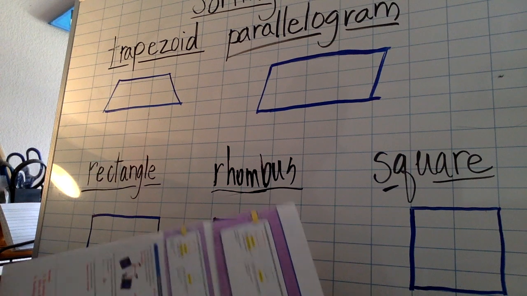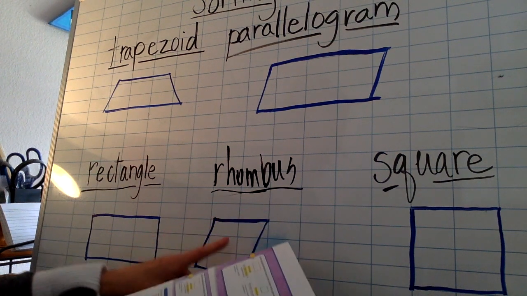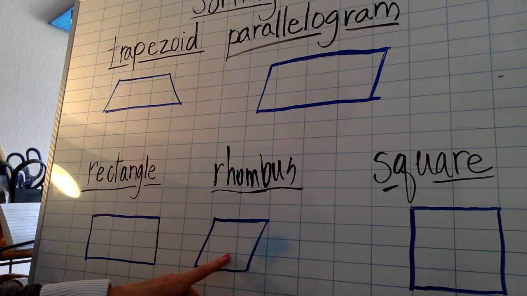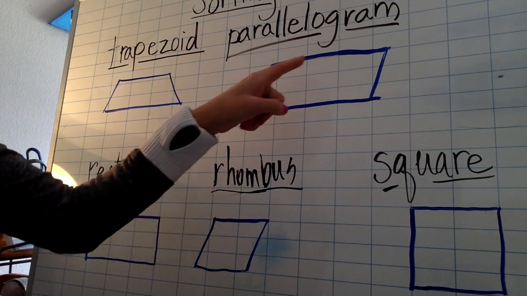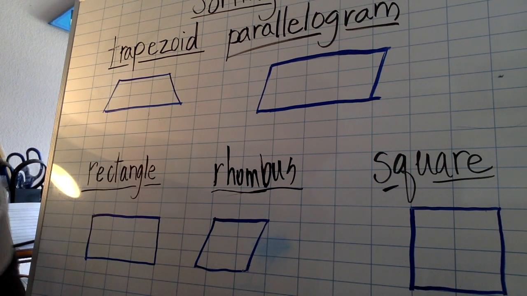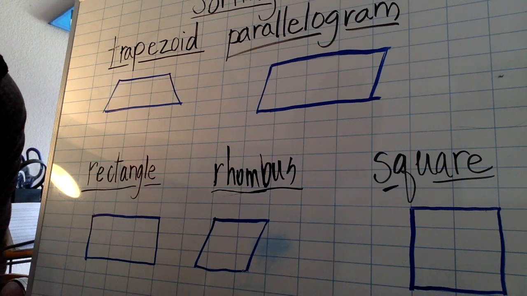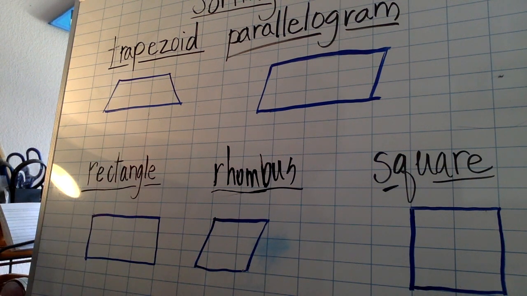One more thing that I noticed that the book is telling me is that a rhombus right here is a special kind of parallelogram. And if you know what makes it special, or how it's a special kind of parallelogram, please post that. We would love to know your ideas.